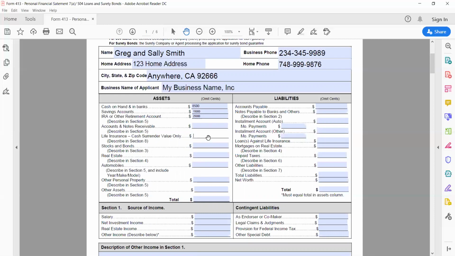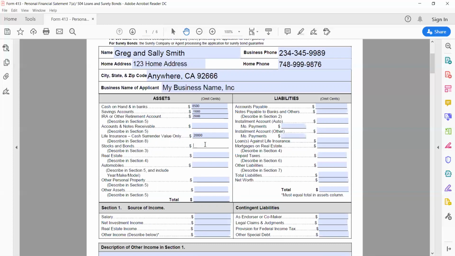The life insurance, this is going to be cash surrender value only, so it's typically going to be a whole life policy, where if you were to cancel the account, it would have some sort of surrender value. So say maybe it's a $250,000 policy that I've been putting money into for the last 10 years. Maybe it has a cash surrender value of about $20,000.